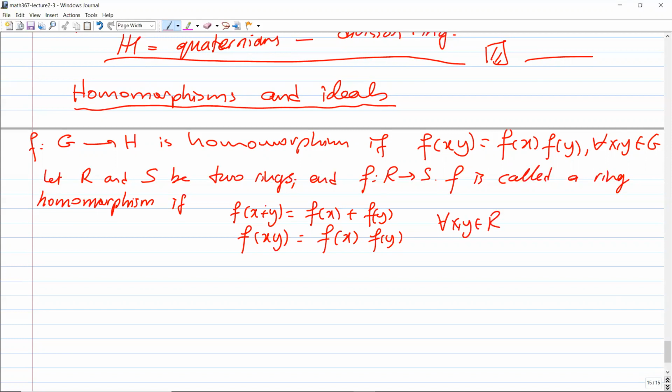So here, this operation addition is the addition in the ring R, and this is the addition in the ring S. And that's the multiplication in R. This is the multiplication in S here.